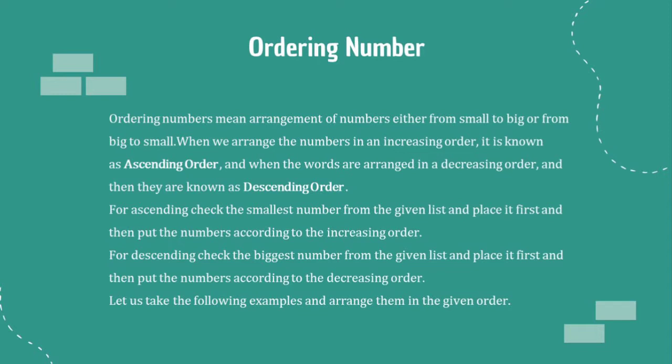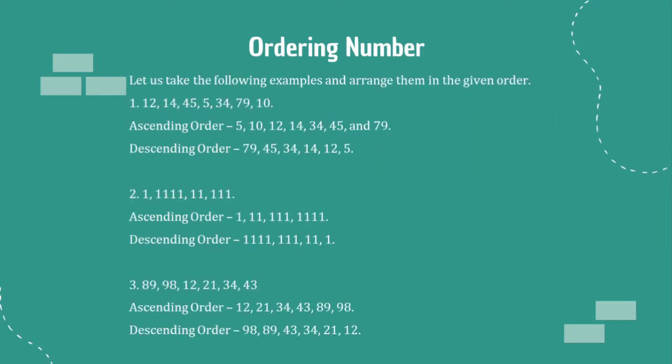For ascending, check the smallest number from the given list and place it first, and put the numbers according to the increasing order. For descending, check the biggest number from the given list and place it first and put the numbers according to the decreasing order. Let us take the following examples and arrange them in the given order.